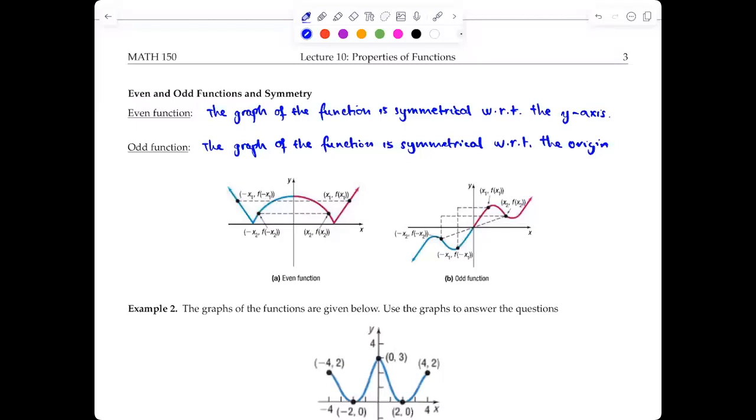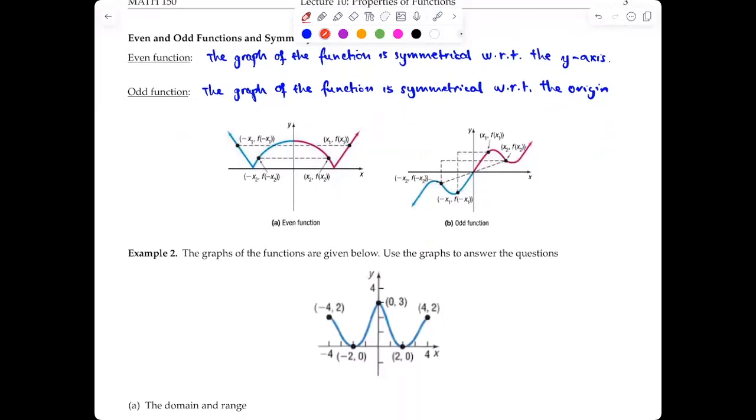So if you have the point x, y on the graph of the function, then the point x comma negative y, or negative x comma y is also on the graph. More specifically, when you want to show that a function is an even function algebraically, you should show f of negative x equals f of x. And for odd functions, you need to show that f of negative x is equal to negative f of x. We will have a chance to work on this type of algebraic approach later on in other lectures.